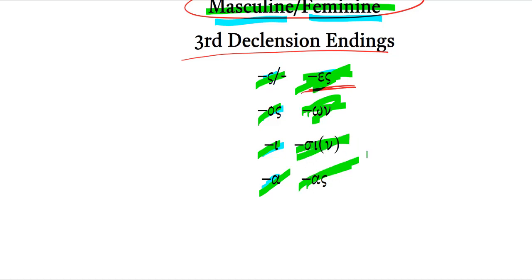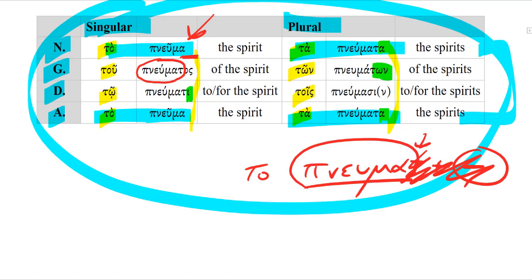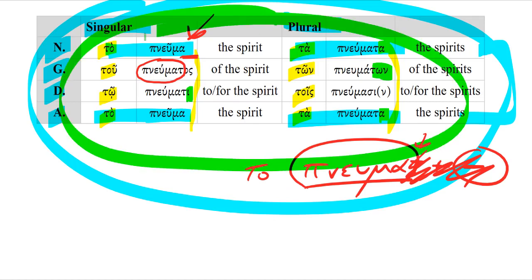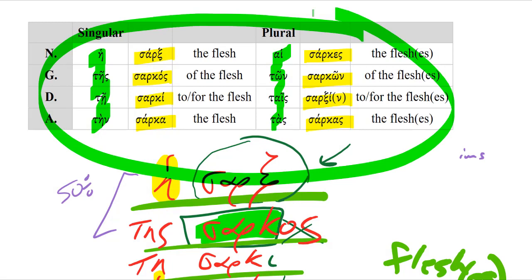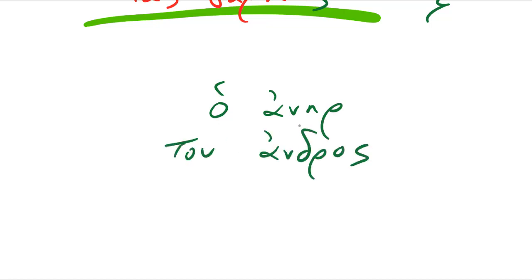So what should you do? You should use this memory device or some other memory device and be able to write out the paradigm for pneuma accurately with the article. You should use this memory device or some other method and be able to write out the paradigm for sarx, right, to write the whole thing out. You should learn all the third declension nouns that we're doing. You should learn all of them with the article, for example, ho aner, and with the genitive form, andros. You need to learn it that way so that you'll have the stem that the rest of the word builds on, so you'll be able to recognize those forms when you run into them. Read the chapter, work on it, really work on nailing this, and then drive it home through the practice and the homework to make sure that you've really learned it.